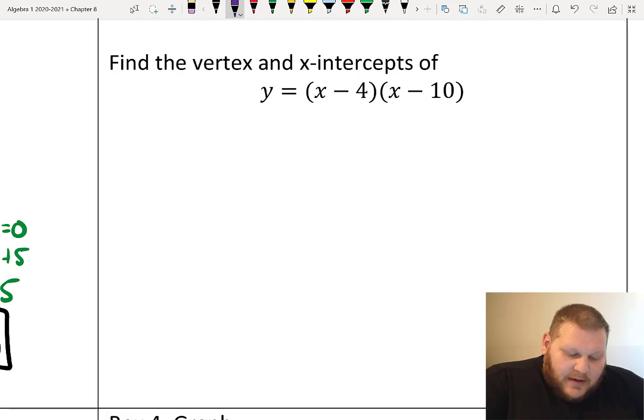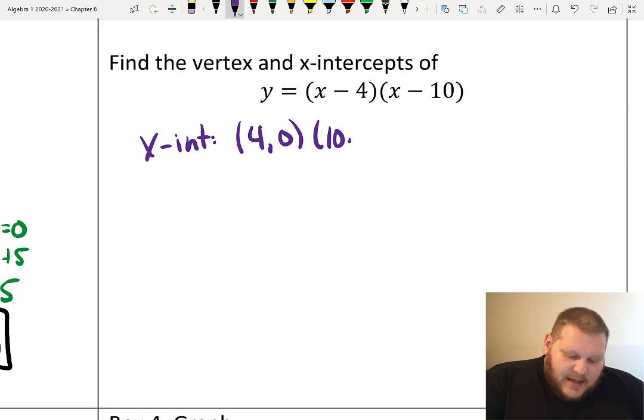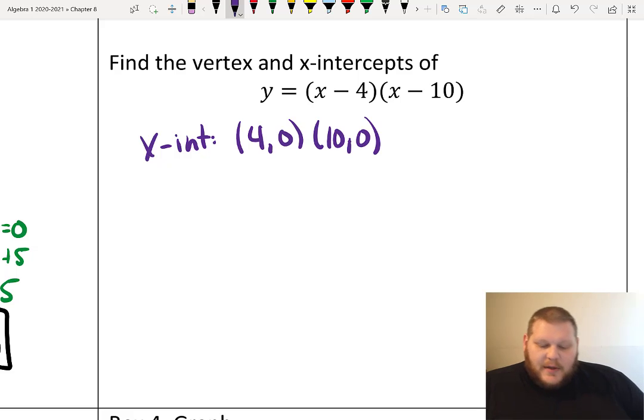So without having to do any extra work, we should be able to figure out that my x-intercepts are (4, 0) and (10, 0). Those are my two x values that were subtracted from x in my equation. Those are my m and my n, basically. So (4, 0) and (10, 0) are my two x-intercepts.